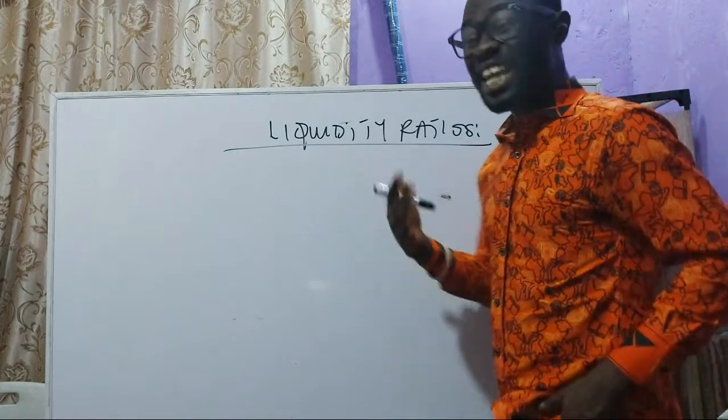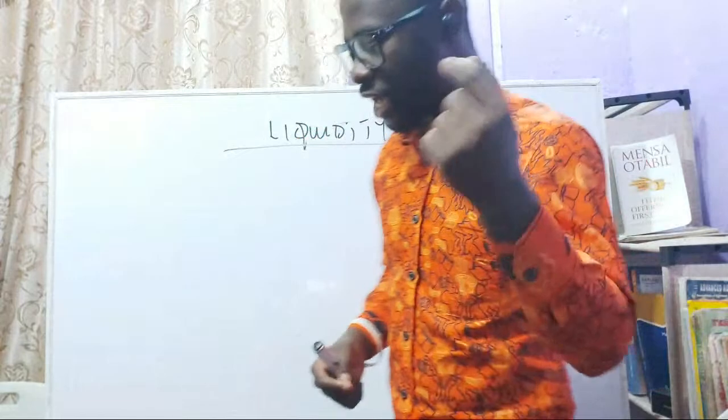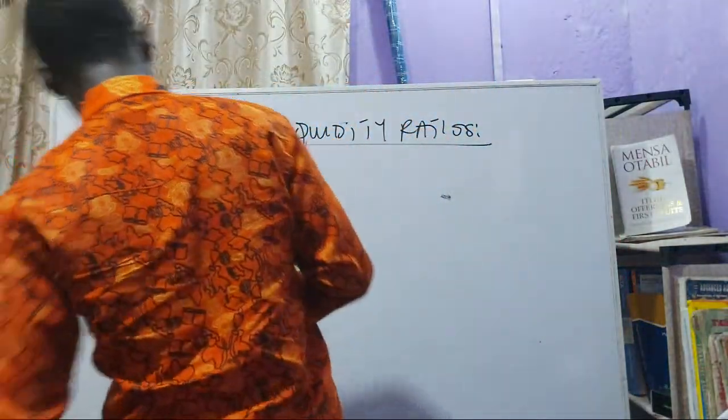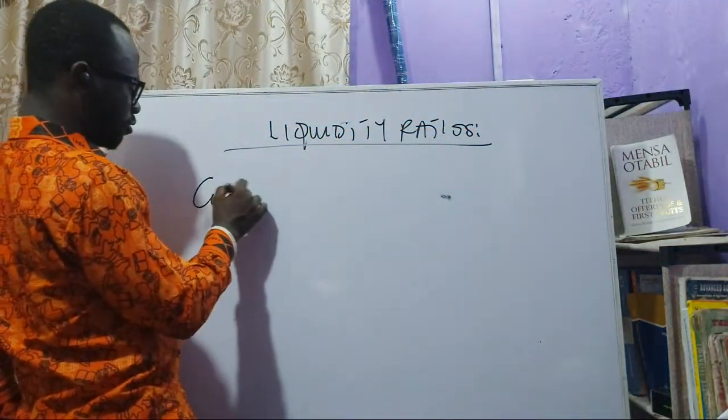Now, when it comes to liquidity ratios, there are a couple of traditional ratios that we're going to be computing here. And the first one is the current ratio. The current ratio.